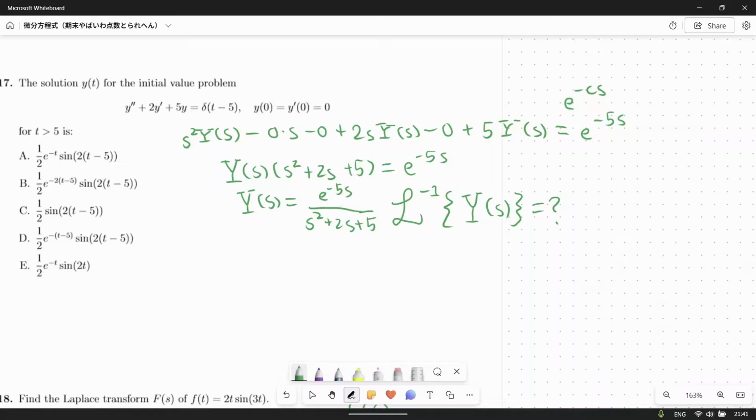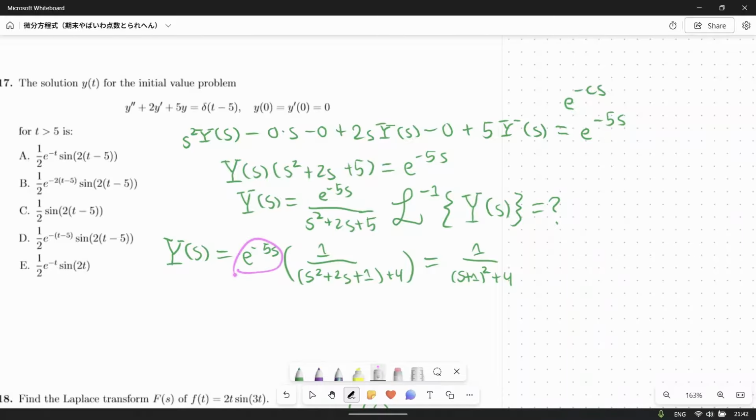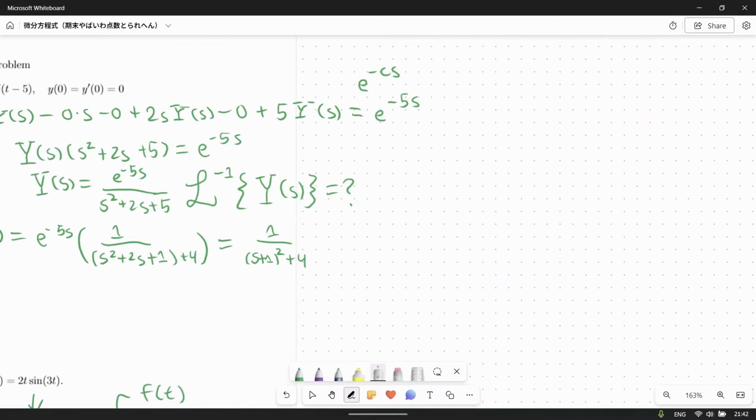So we can say that Y of s, after completing the square, we can turn this into something that's equal to e to the negative 5s times 1 over s squared plus 2s plus 1 plus 4, which is going to be equal to 1 over (s plus 1) squared plus 4. And I'll bring this term back later. I'll write that at the very end.